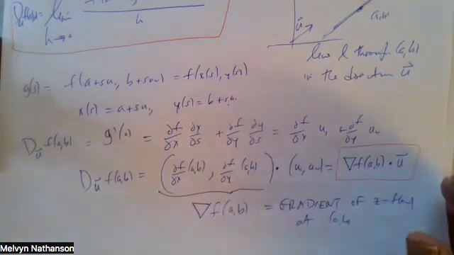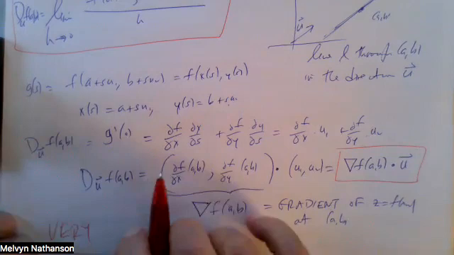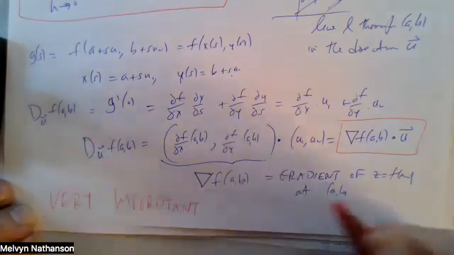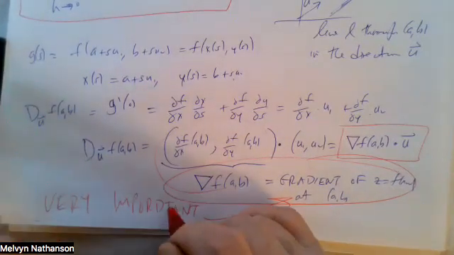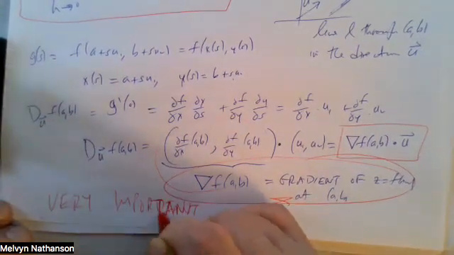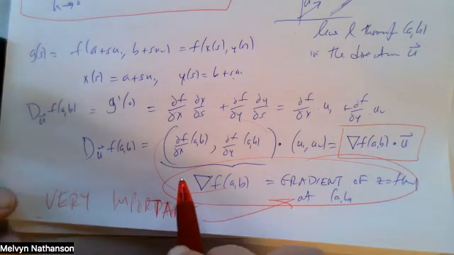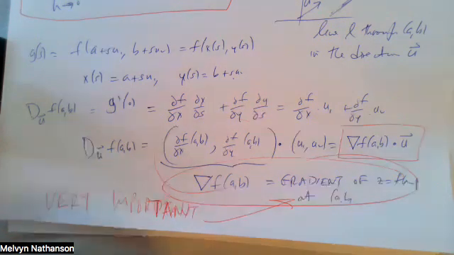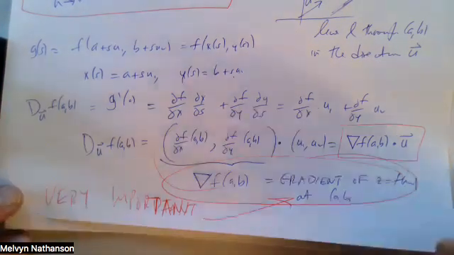This gradient is very important. Not just important, it's very important. Good to spell the word properly. Very important. The gradient of a function at a point is the vector whose coordinates are the partial derivatives of the function at that point in x and y, or x, y, and z, depending on whether you're using two variables or three variables.